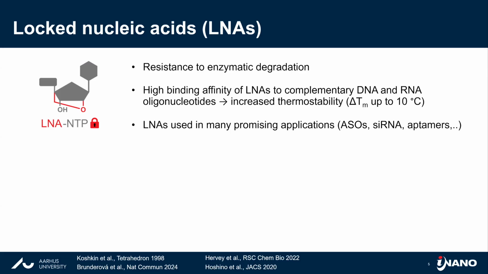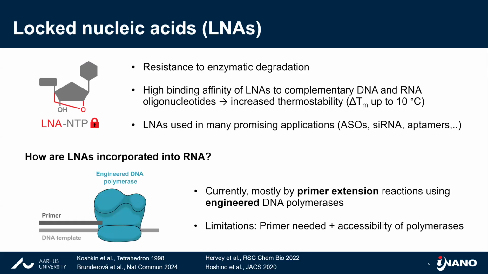They're already used in many promising therapeutics. But how do we get these LNAs into the RNA? In the known literature, you can see a lot of DNA polymerases which were engineered to incorporate these LNA modifications. Often they start with a DNA primer or an RNA primer, and then they incorporate with quite high efficiencies and low error rates. This is quite nice, but when we want to have an RNA helix and we don't want to use a primer, then we have to find another way. Additionally, these engineered DNA polymerases are not as available as a polymerase which you can obtain commercially.